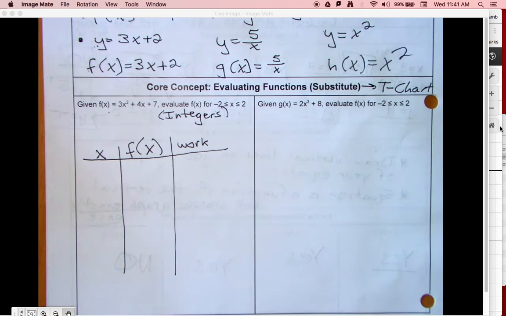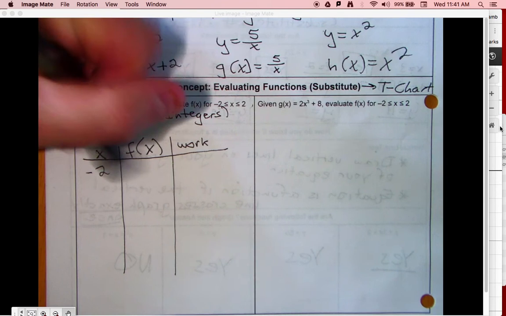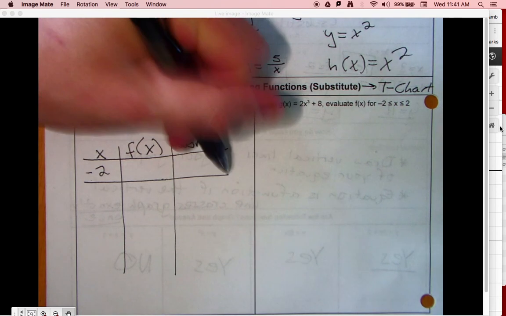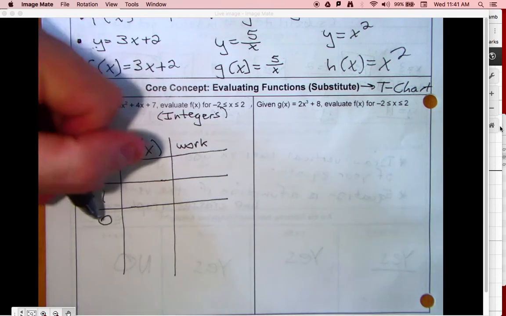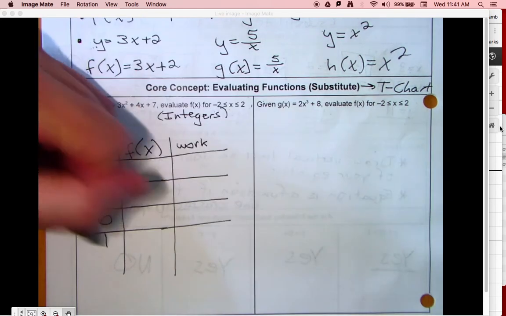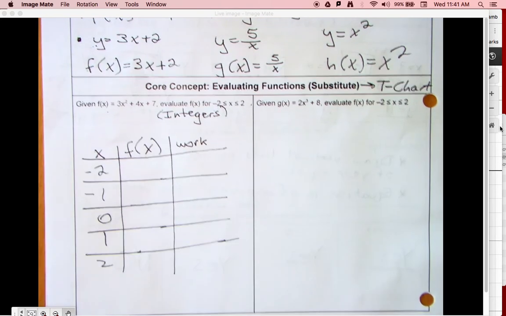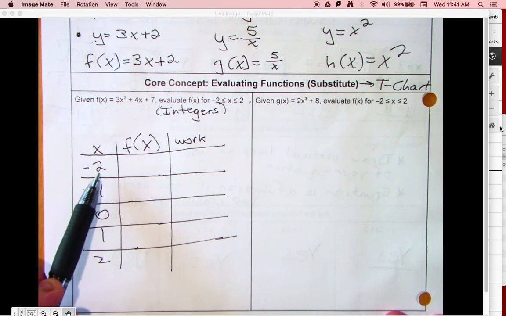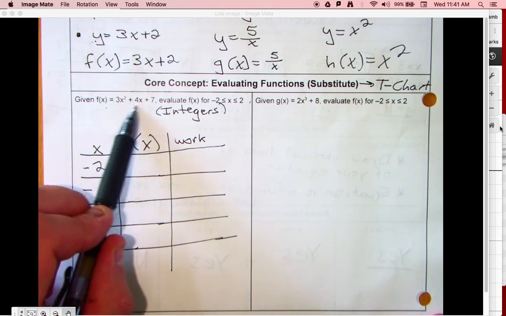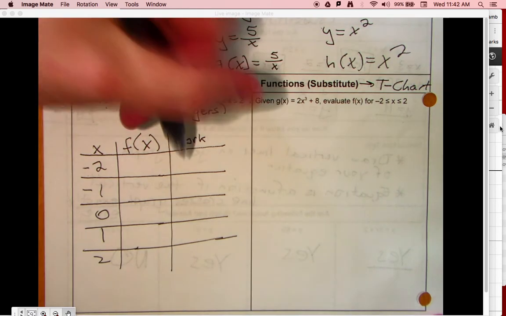Now, what numbers are we going to use for x? We're going to use all the integers from negative 2 to 2. So negative 2, negative 1, 0, 1, and 2. So there's our t-chart. Now, if we want to evaluate them, what evaluate means is essentially I'm going to start with negative 2, and I'm going to plug it in there for x. Substitute. That's all evaluating is. So what does that look like?